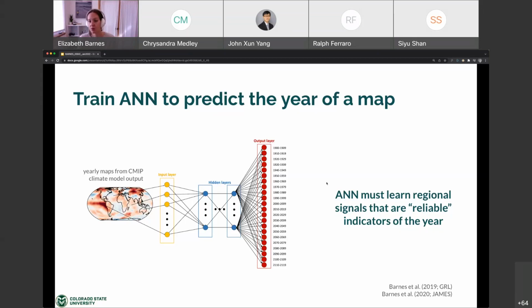Well, this is exactly what the network is having to do. It has to look for forced change to determine the year. That is, it must learn regional signals that are reliable indicators of the year. So let me show you an example of what those results look like. It did work, by the way.